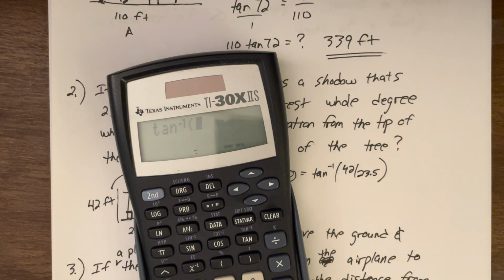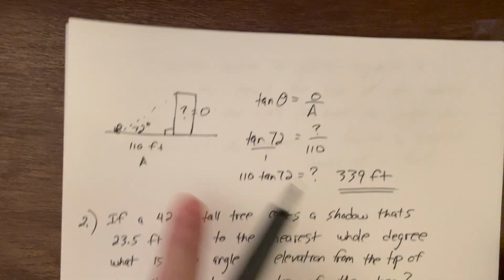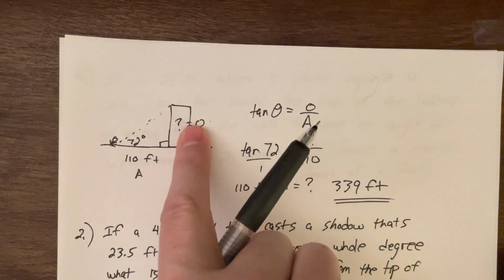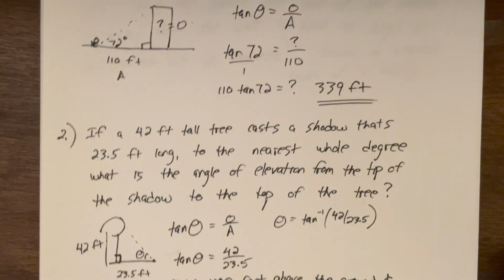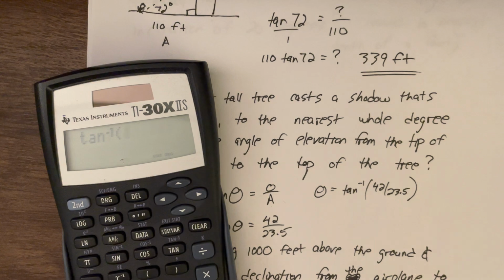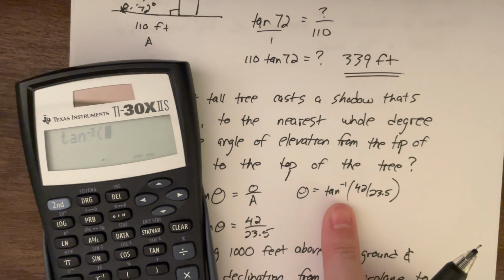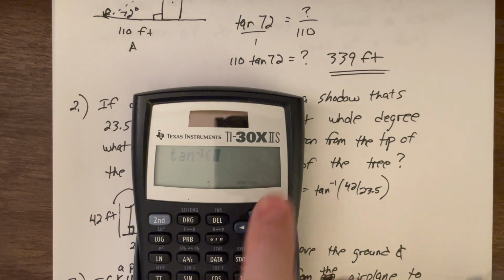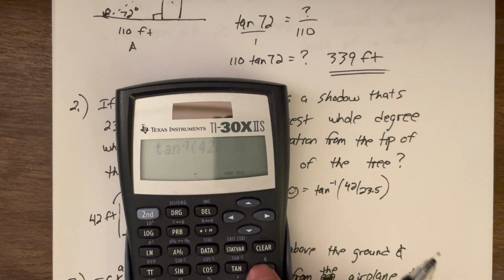Sometimes these are word problems, so sometimes things can make sense. We can think about something like this, the tall building, looking at that big angle, it makes sense that's a big side. So there is some reason you could use, but still a lot of easy little mistakes happen just because people aren't in the correct mode on their calculator. So inverse tangent of 42 divided by 23.5.